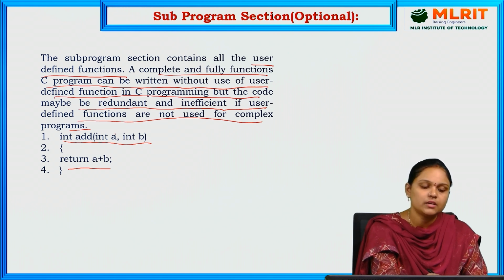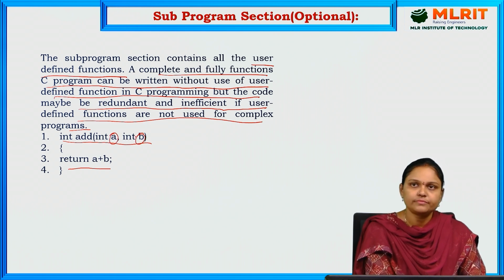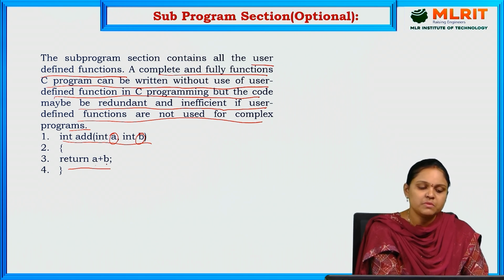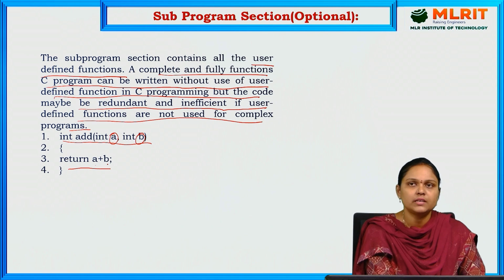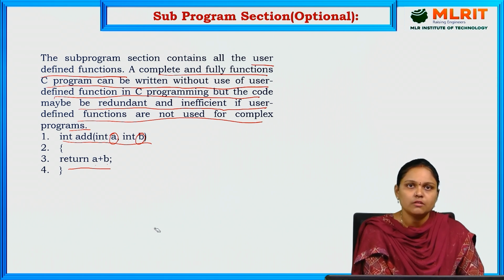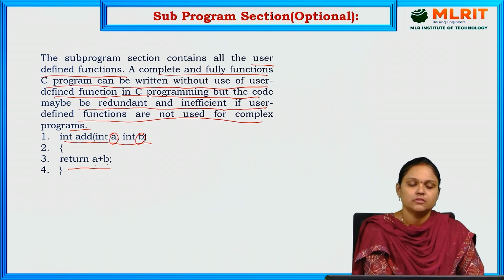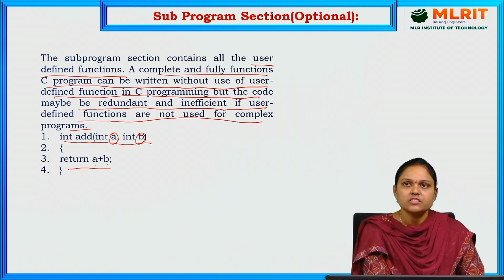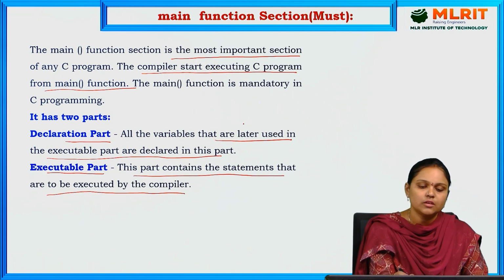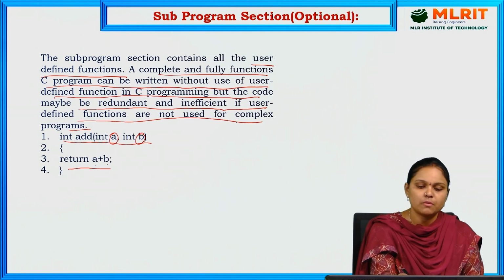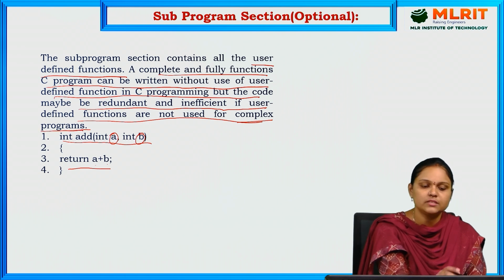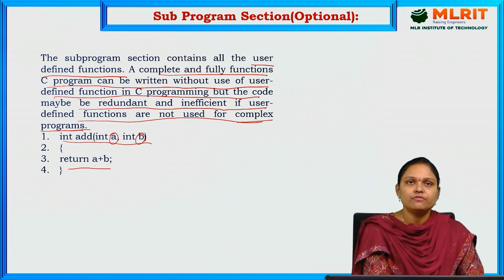The inputs are a and b. These will be considered local variables. By using a plus b, we are adding those two numbers, and by using the return keyword, that value will be returned to the function call. So this is about the subprogram section, and this is also optional. When you have some complex programs, to get the results in an efficient way, we use the subprogram section.